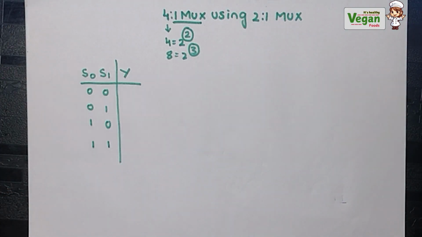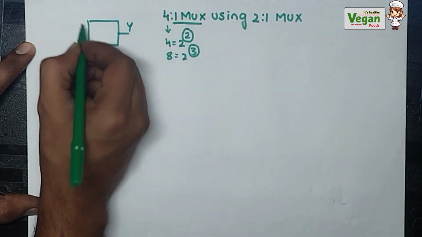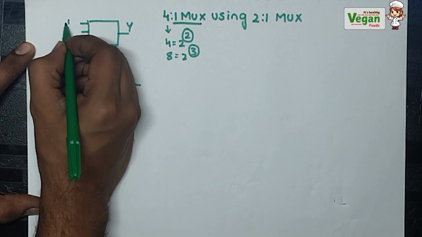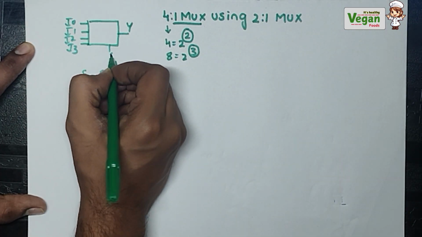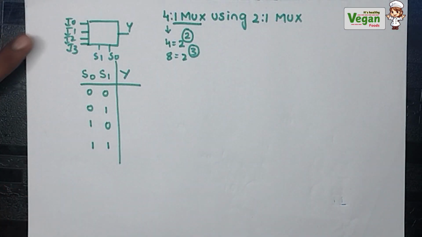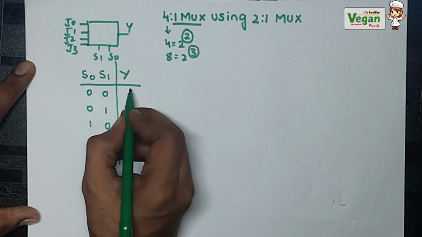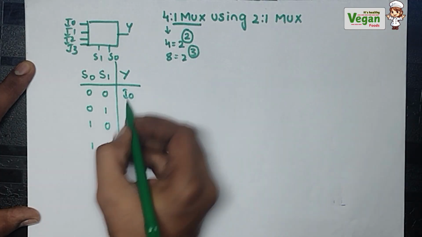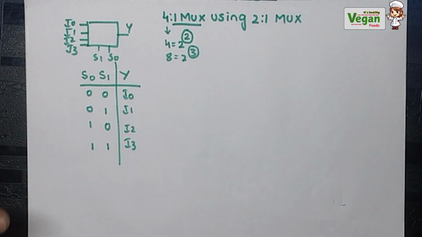So let us take the outputs, that is, 4 inputs will be there now. For example, take Y as the output, 4 inputs I0, I1, I2 and I3. Selective lines are S0 and S1. Like this is the block diagram of the 4:1 mux. So these 4 are the inputs. Let us consider, if S0 value is 0 and S1 value is 0, the output will be I0. Next I1, I2, I3. So now we have constructed the 4:1 mux truth table.